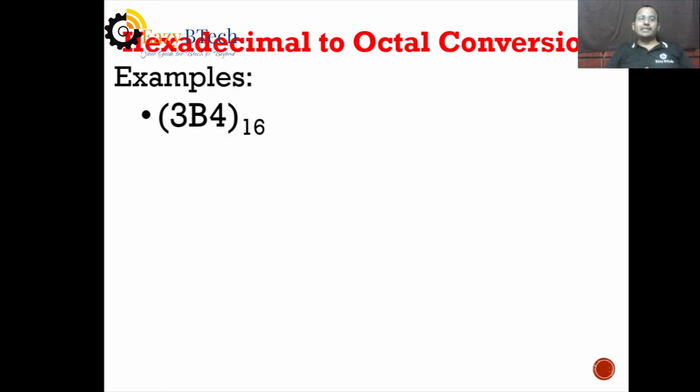So the first step is to find the binary equivalent of the given hexadecimal number, and from that we will convert the binary into an octal number. First we convert the hexadecimal number to binary, and then from binary to octal. That is the procedure we have to follow while finding the octal equivalent of a hexadecimal number, right? We'll see with the help of this example.